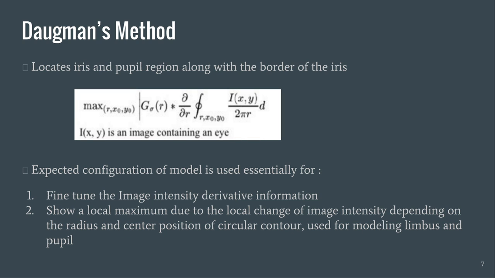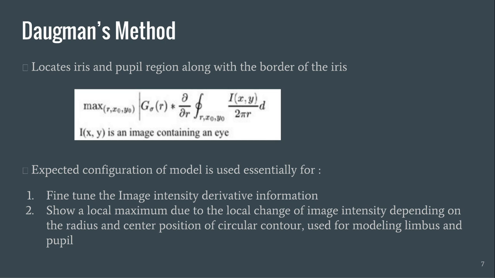Daugman's method is quite time inefficient, but it gives you a good segmentation of the captured digital eye images. It basically locates the iris and pupil region along with the border of the iris. In the expression, I(x,y) stands for the image which contains an eye. G sigma(r) is the Gaussian function used over the radius of the iris which is captured.